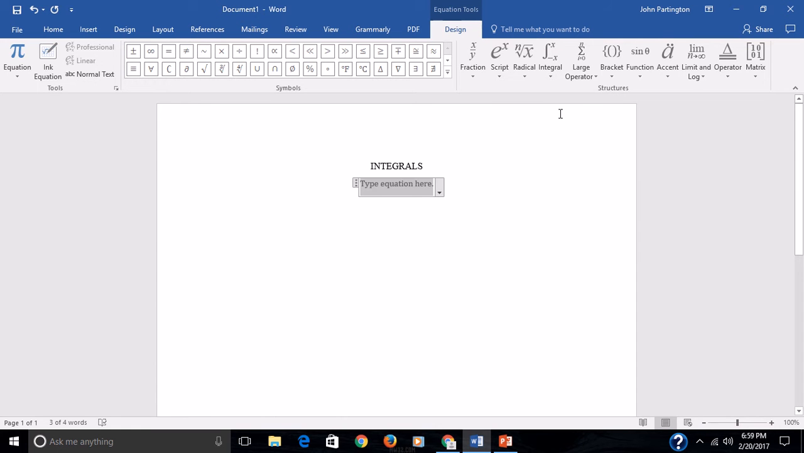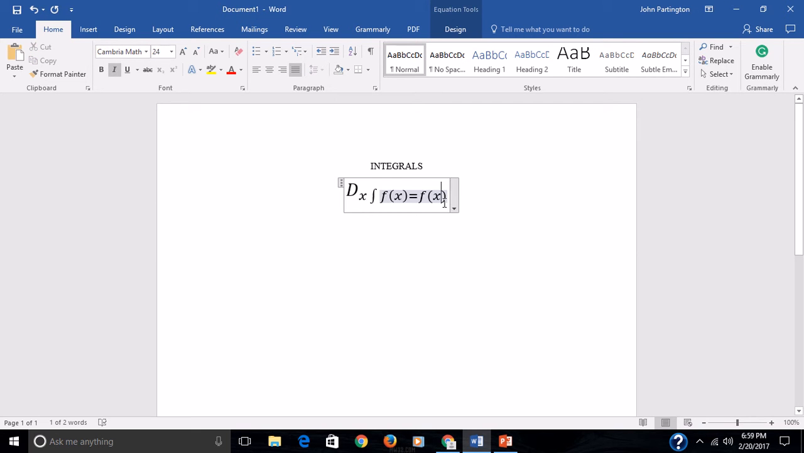So we're going to bring back a notation that I mentioned in the derivatives video. So there's going to be d/dx of the integral of f of x equals f of x.